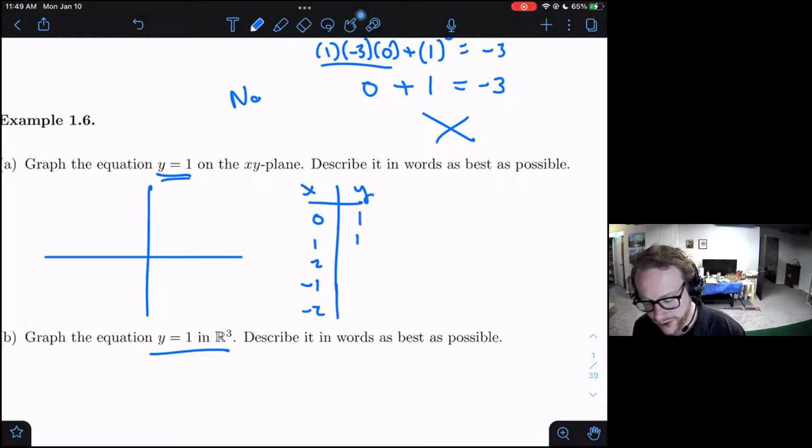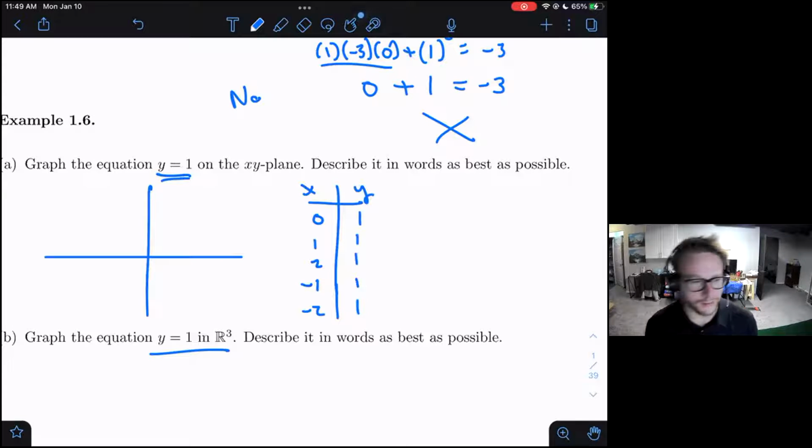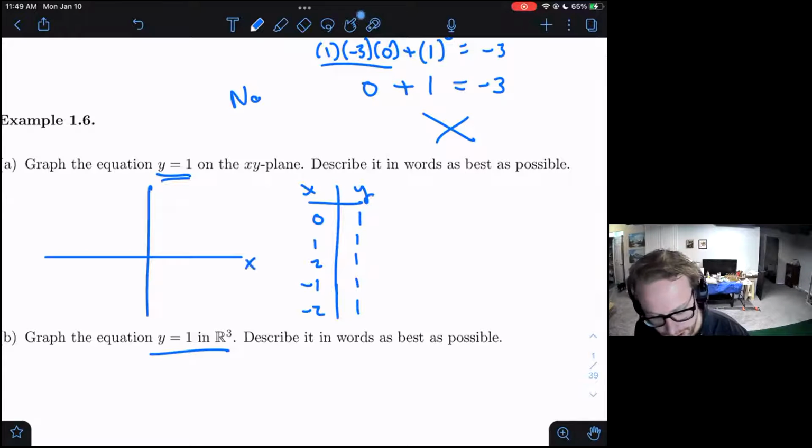It's kind of tricky because it's so simple, because there's nowhere to actually plug in an X. So no matter what you plug in, you always get out 1. So if you plug in, here's my X and here's my Y, X equals 0, we get out the Y value of 1. X equals 1, you get the Y value of 1. X equals 2, you get the Y value of 1, right?